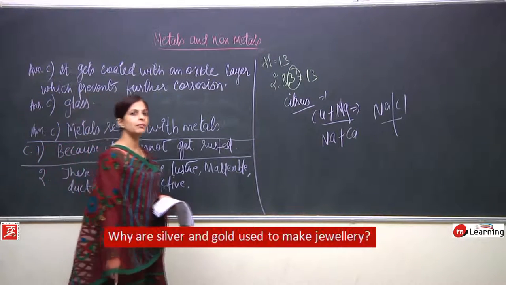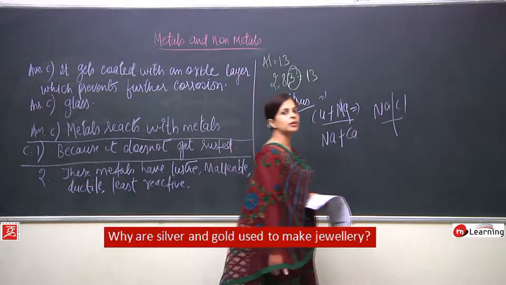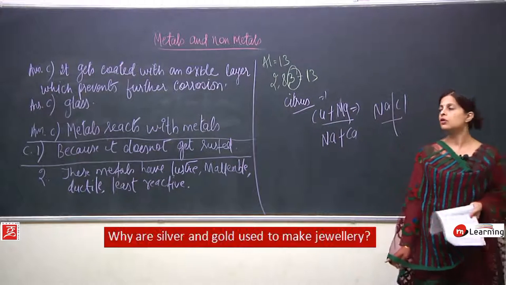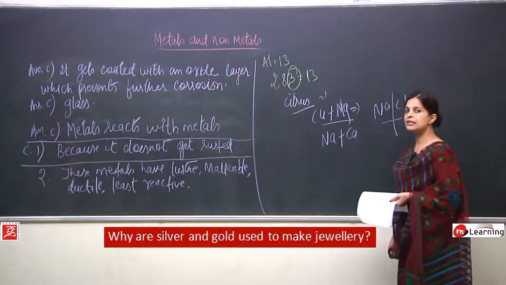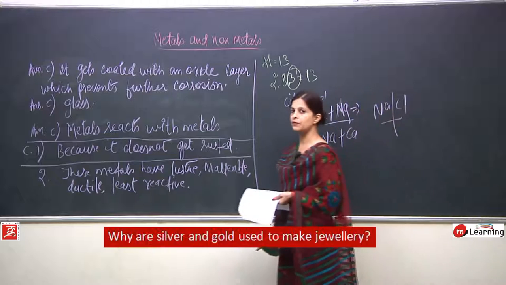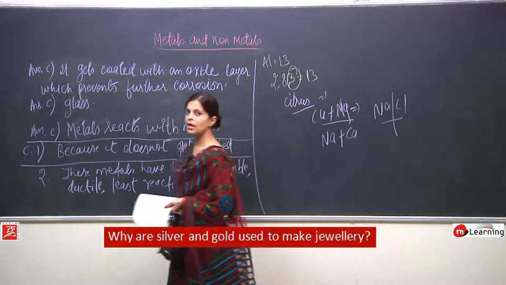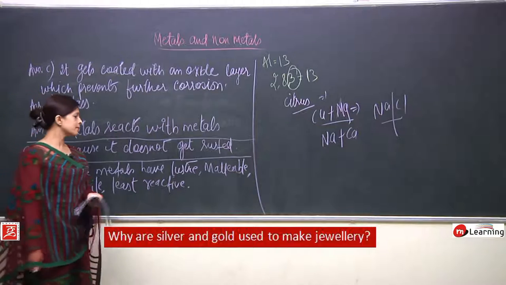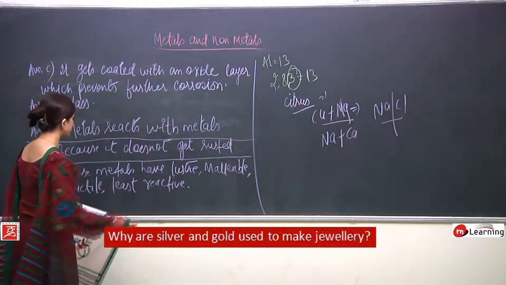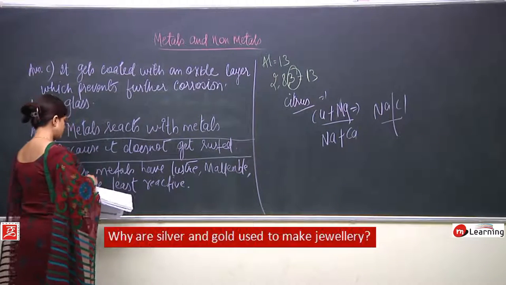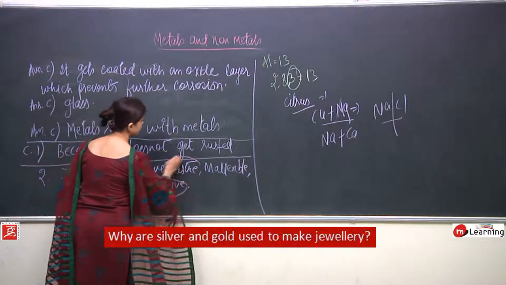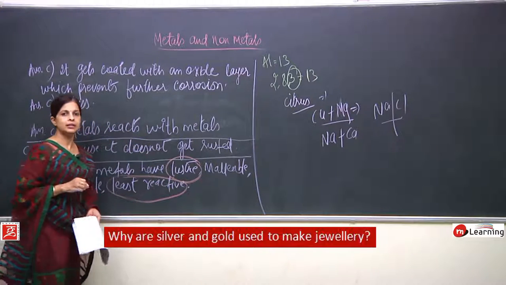It's so good that you are making jewelries and you know that it's not going to get rusted or spoiled or corrode. So that is the reason these metals, gold, silver, and even I can add platinum, are used for making jewelries. Because these are least reactive. Out of this, this one is more important: least reactive, and it has luster.